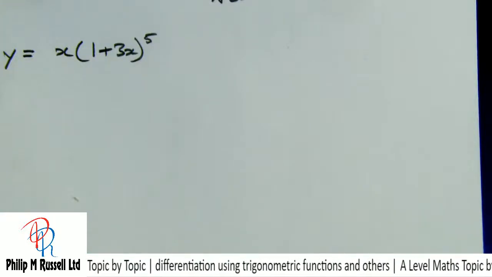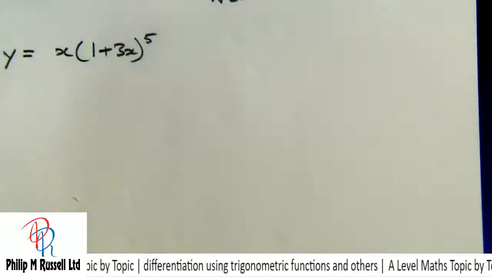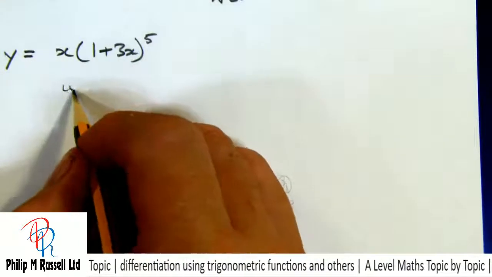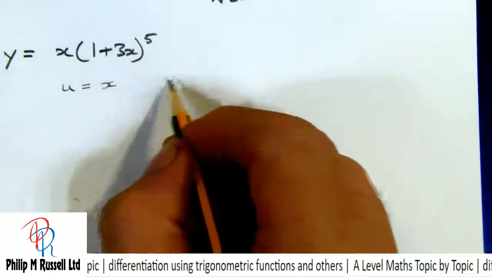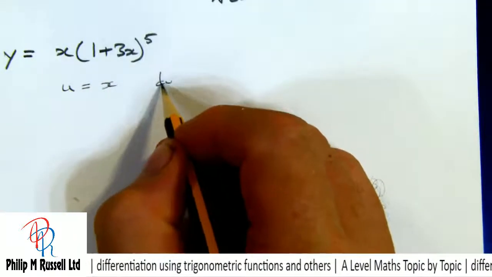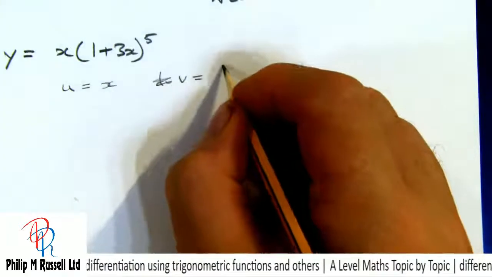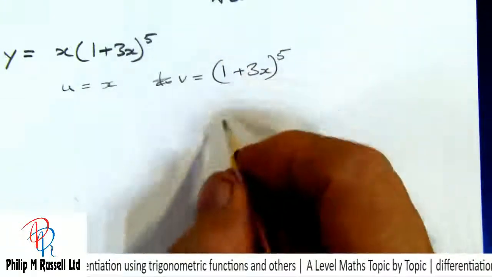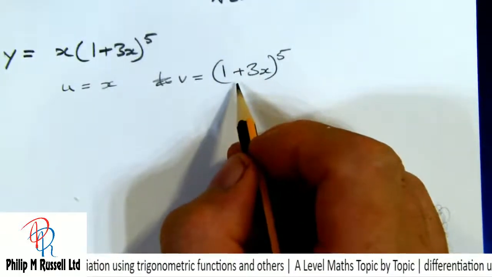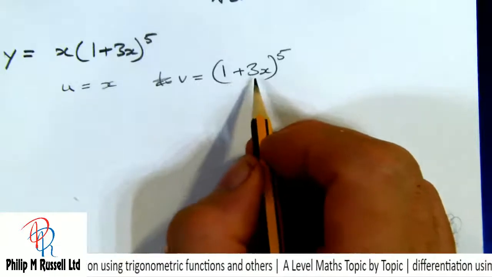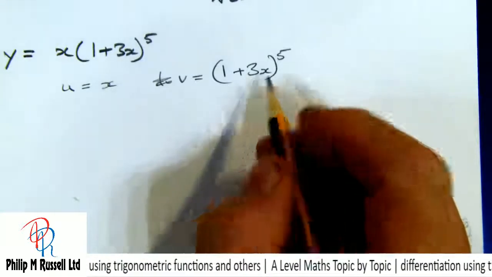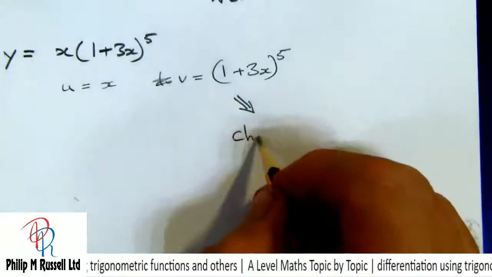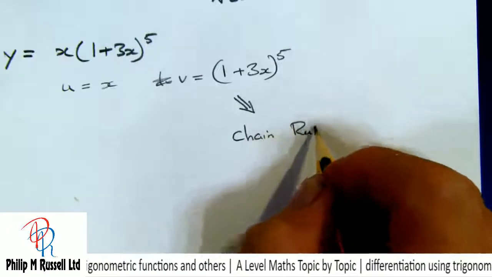What am I going to try and do with one of these? Well, what we're going to try and do is say that u here is going to be x, and I'm going to set v equal to 1 plus 3x to the 5. That, of course, isn't going to be very nice, because I'm going to have to do that one by the chain rule. So you can see that we're getting various things here, and I'm going to need to do the chain rule again.